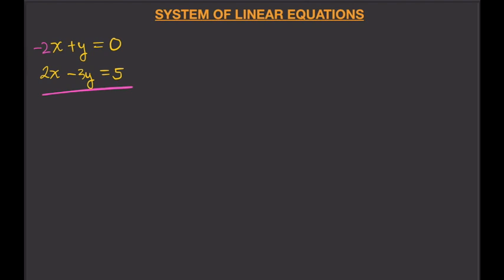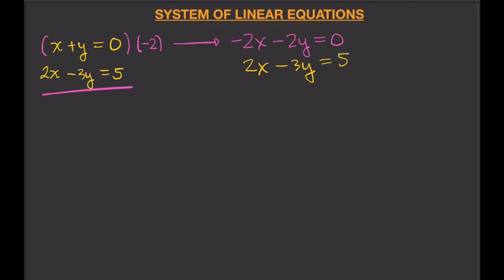But how could I do that? How can we achieve that? We can achieve that if we multiply both sides of our equation by -2. And if we did that, our first equation becomes -2x minus 2y equals 0, and then my second equation stays the same. It's 2x minus 3y equals 5. And this is what I wanted.